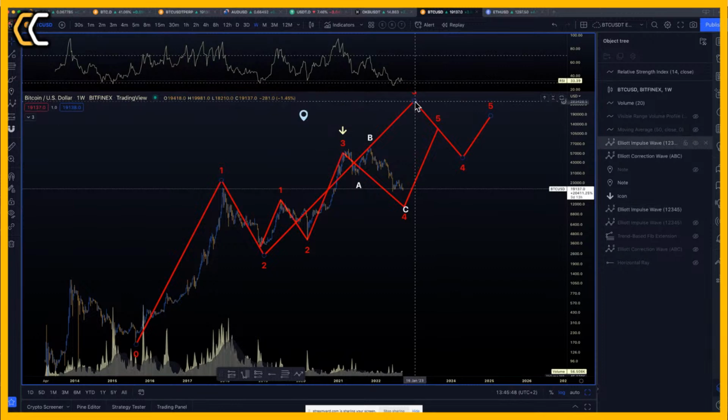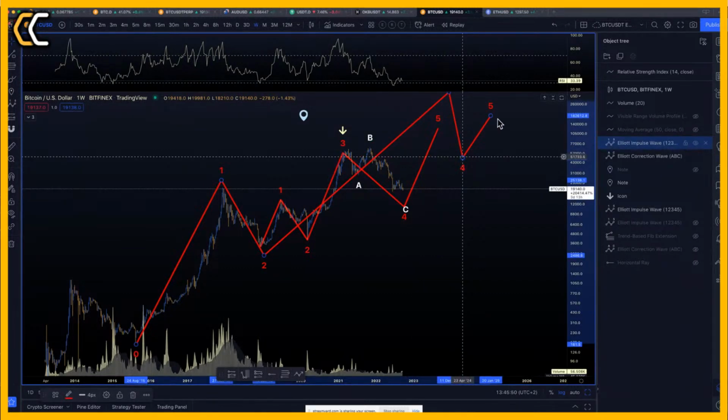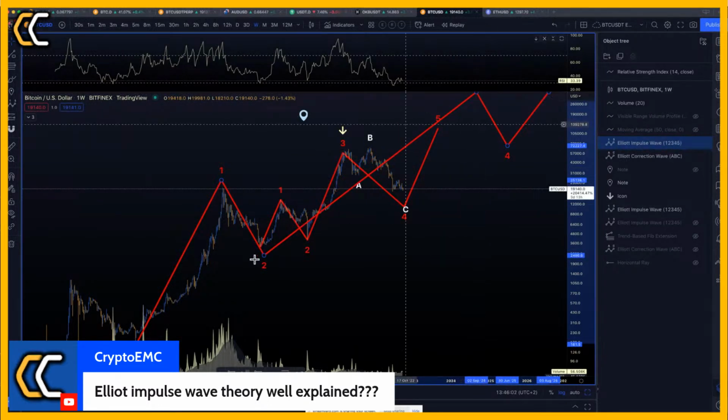So this is basically the bigger picture, slightly bigger than the picture that we are studying right now. It will be something like this with 1, 2, and now we are basically doing the third wave here. And inside that third wave, you have 1, 2, 3, 4, 5, basically.